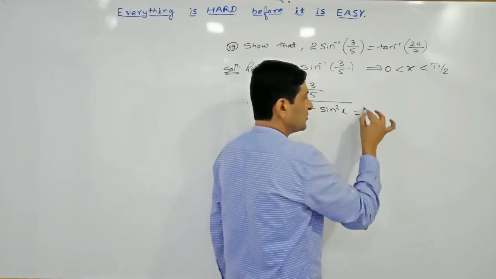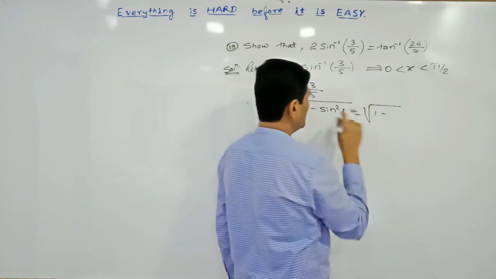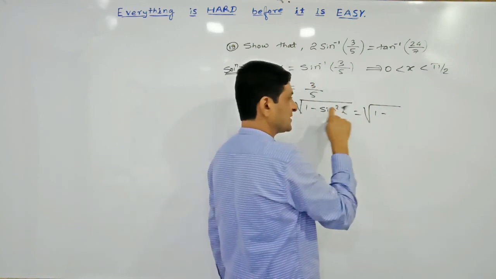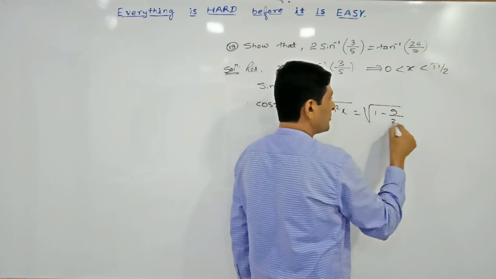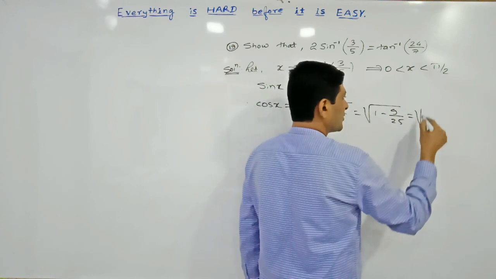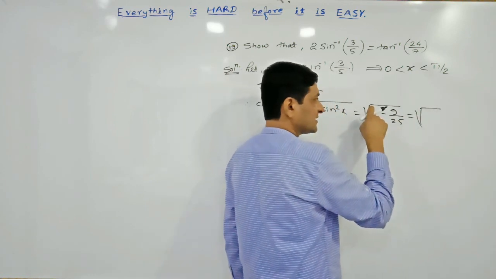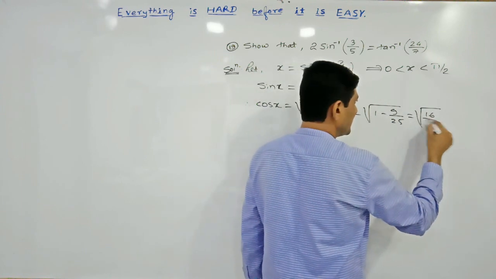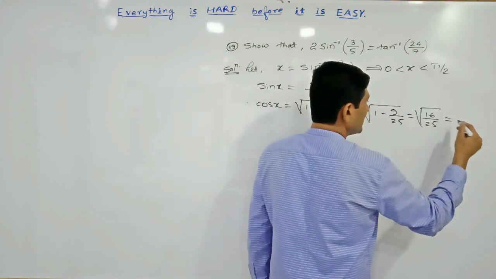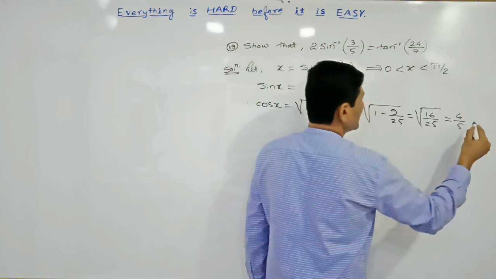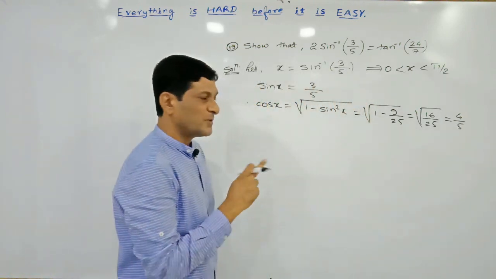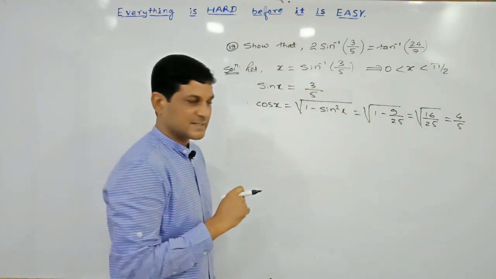So cos x is equal to under root 1 minus sin square x. What is sin x? 3 by 5. So sin square x will be equal to 9 upon 25. If we take cross multiplication, here we will get 25 minus 9 is 16 upon 25, which is equal to 4 by 5 if we take the square root. In this way we have got the value of what? Cos x.